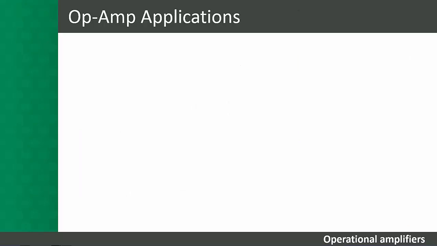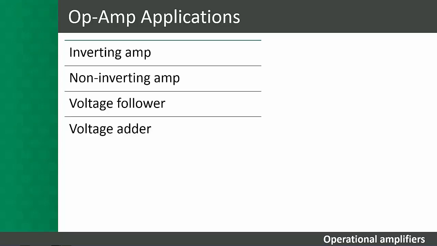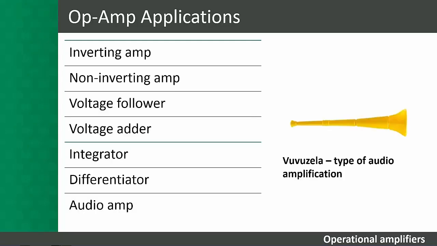Op-amps have many uses which can be configured by creating various circuits around the device. These include the inverting amp, non-inverting amp, voltage follower, voltage adder, integrator, differentiator, audio amp.